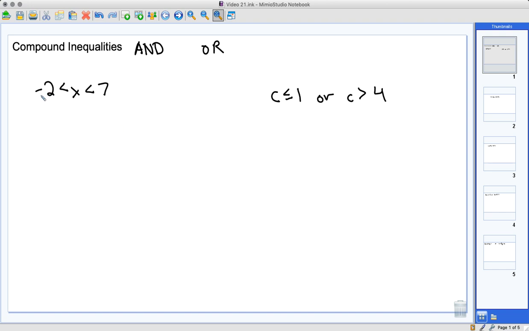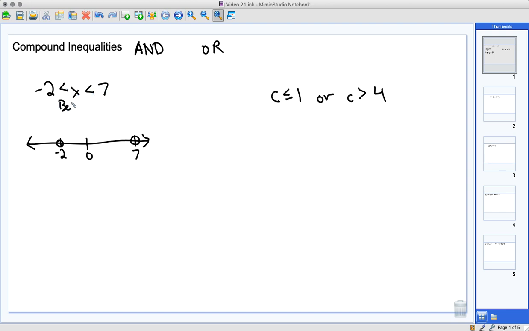Here we've got -2 less than x less than 7. Before, I had you put 0 on your number line, and I still want you to put 0 on there. Then we're going to put these two numbers on there as well, -2 and 7. Determine if they have open circles or closed circles. Both of these are open circles. So this says -2 is less than x, which is less than 7.